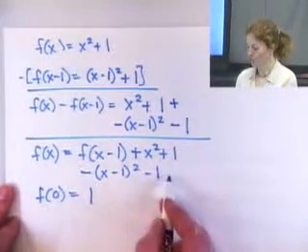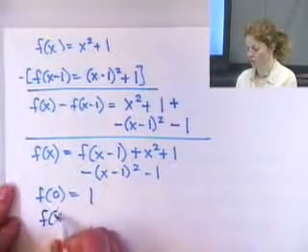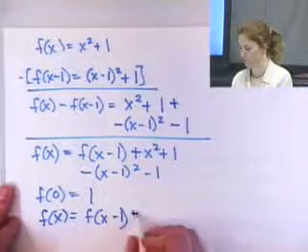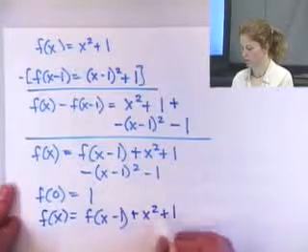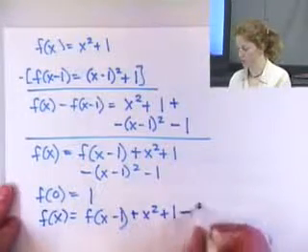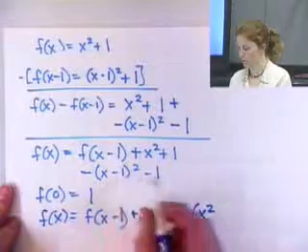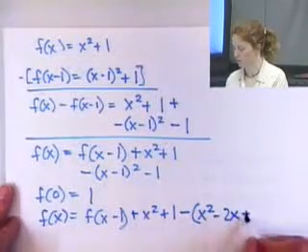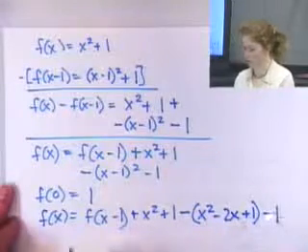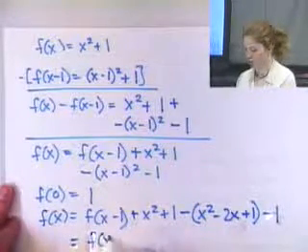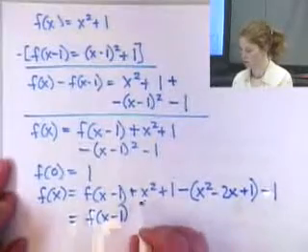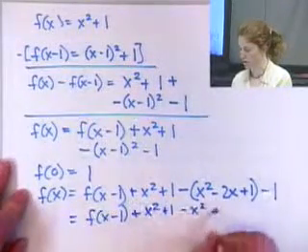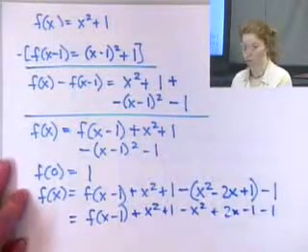So if we were to multiply this out, we'll just double check it with what we had before. It doesn't hurt to double check, especially if you have extra time on the test. That's 2x minus 1. Then if we multiply, we can subtract. If we multiply x minus 1 out, we get x squared minus 2x plus 1. And then we subtract 1 from all that. That's equal to f of x minus 1 plus x squared plus 1 minus x squared plus 2x minus 1 minus 1.